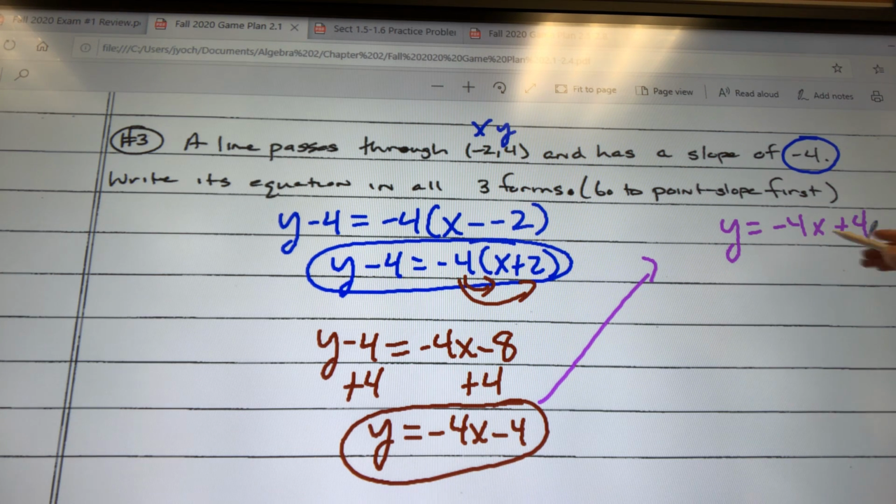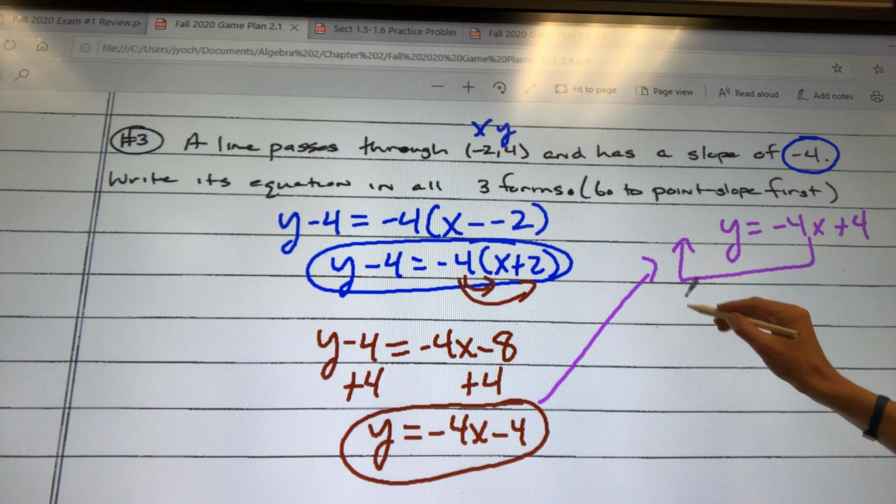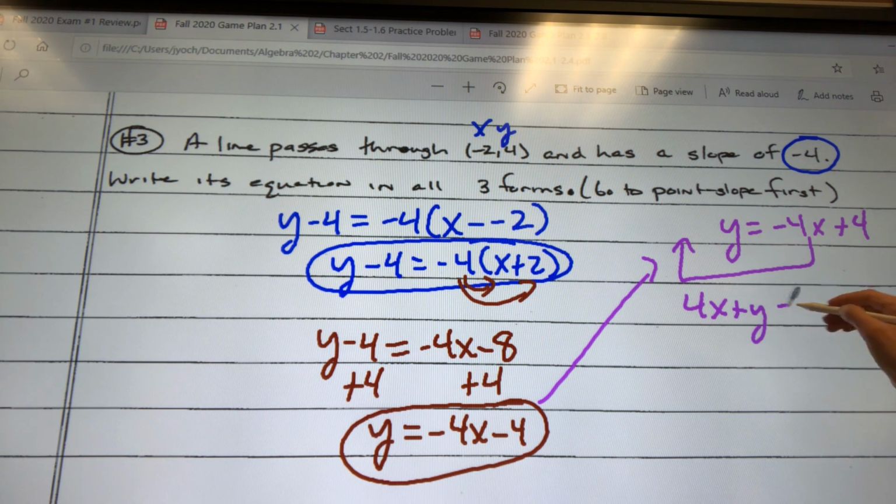With that, I'm going to move the x over. Standard form has x and y on the same side with a few rules. No fractions on x and y. Check. X must be positive. Check. Standard form for that equation.